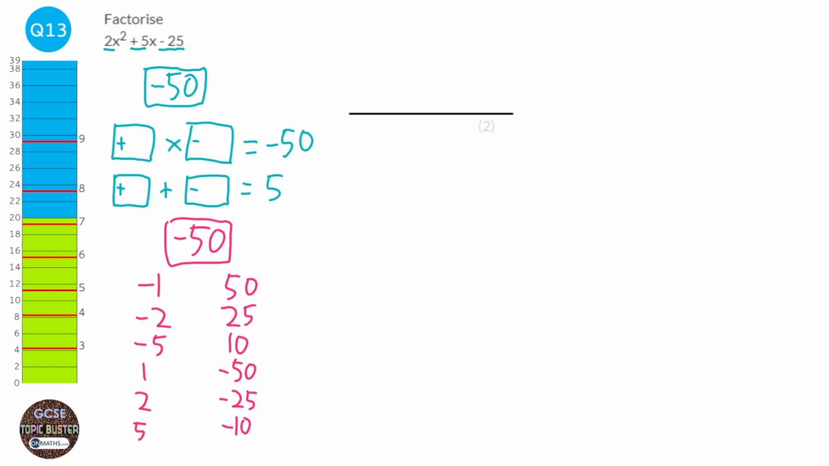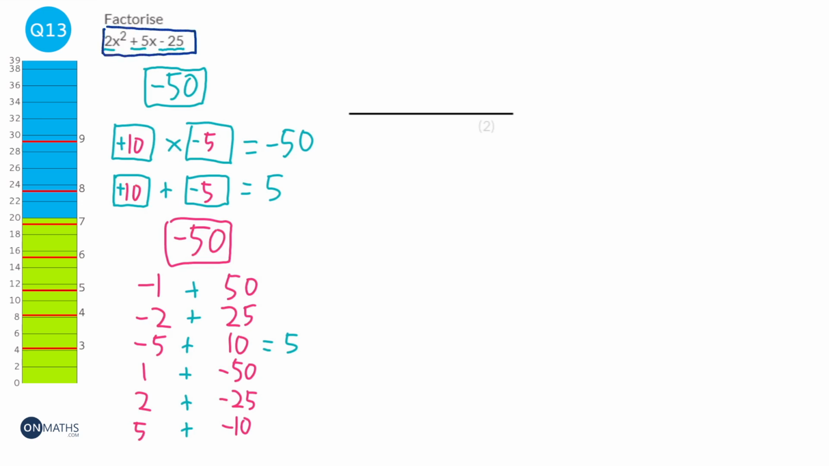And we're looking for two numbers that add together to make 5. So what I'm going to do is just put an add here. And we're just going to look through all of these and figure out which one adds together to make 5. Well, -5 plus 10 is going to be 5. So it's this pair here. So it's going to be -5 and +10.